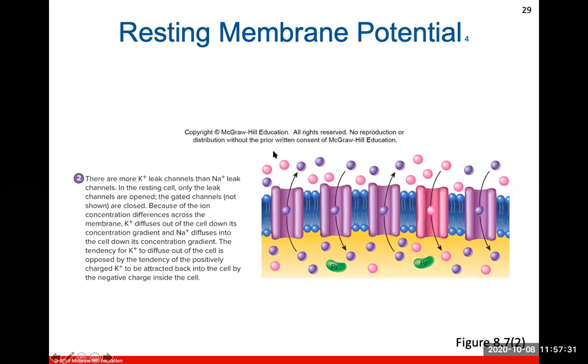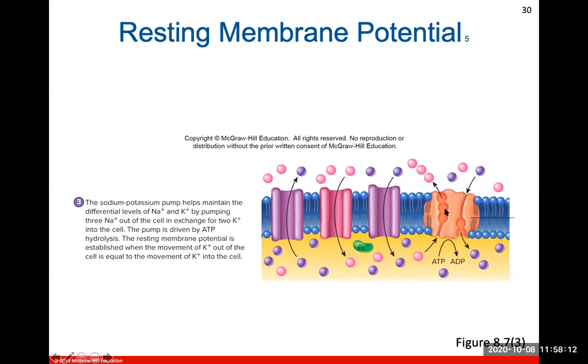Here is showing the leak channels and how there are more leak channels for potassium. That's in purple. So potassium will leak out of the cell more frequently than sodium will leak in. And that's just because you have more potassium leak channels on the membrane. And again, this is a picture showing the membrane of an axon in a neuron. And these different channels are the leak channels that allow ions to leak through them. And axons have more potassium channels that are leaking potassium ions out.